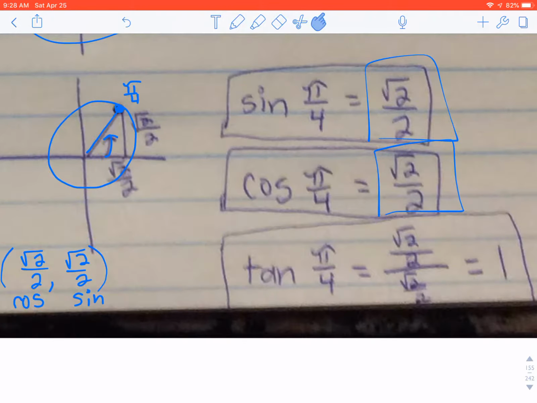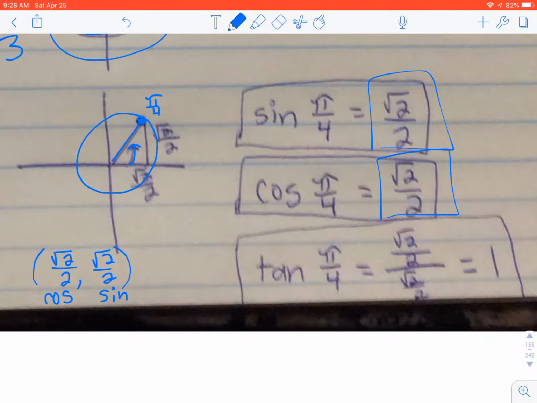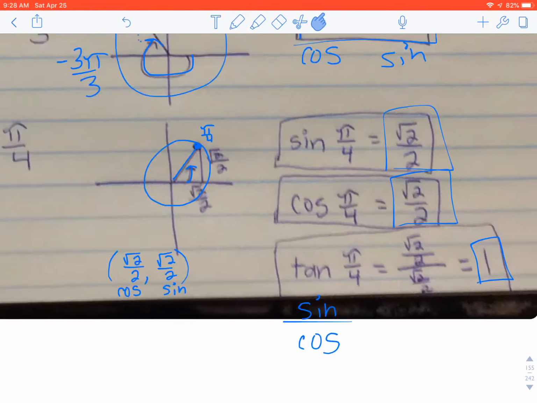Your tangent of pi over 4, remember, our tangent is always sine over cosine. Okay? So your sine was square root 2 over 2. Your cosine was square root 2 over 2. So when you divide those, you're just getting 1. Okay? 25. Okay, we have t equals negative 7 pi over 4.